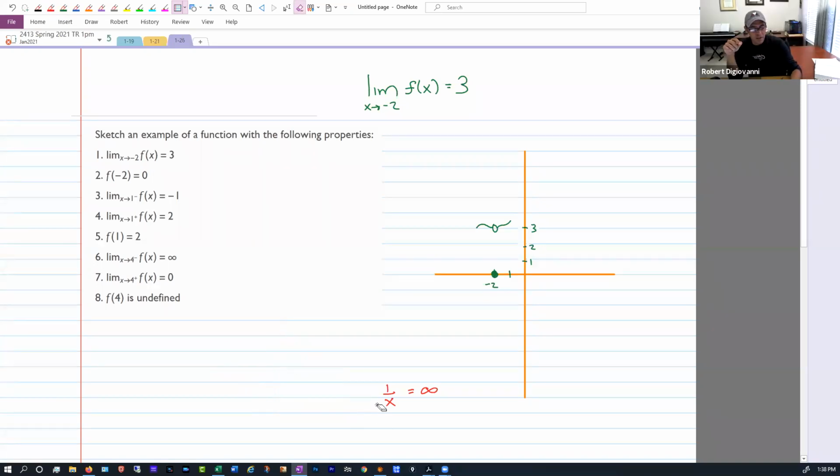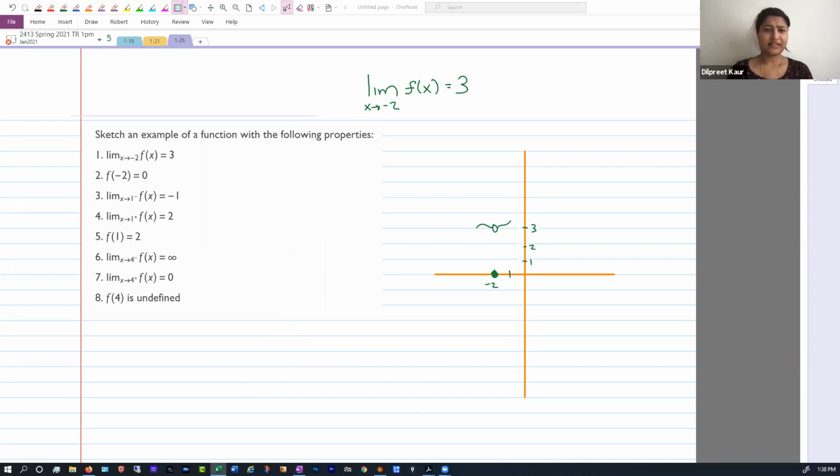Let's continue with these conditions. The next person up is Gage. Hey, Professor. Yes. I apologize, it's a pretty dumb question, but when we did number 1, why did we have to draw from left and right, since it just says the limit as x approaches -2?